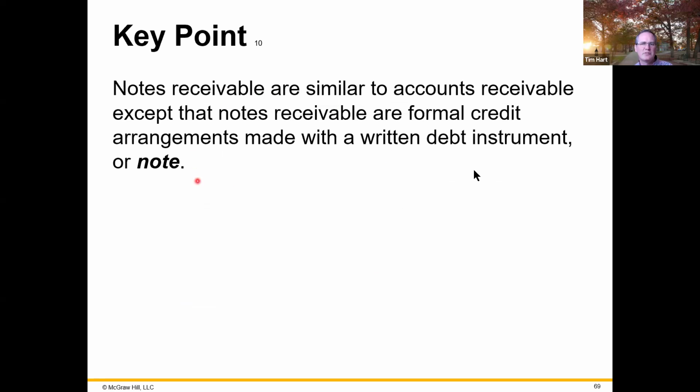Key point, notes receivable are similar to accounts receivable, except it's more formal, a written debt instrument or note. And that note could be sold to somebody else or used as collateral or various things like that, but it's more formal.